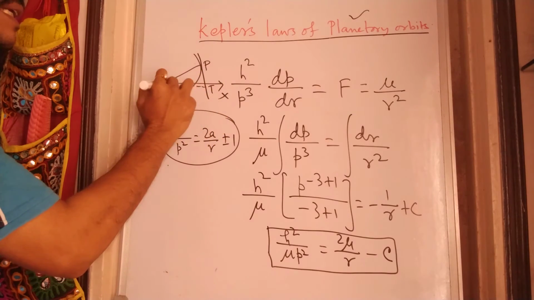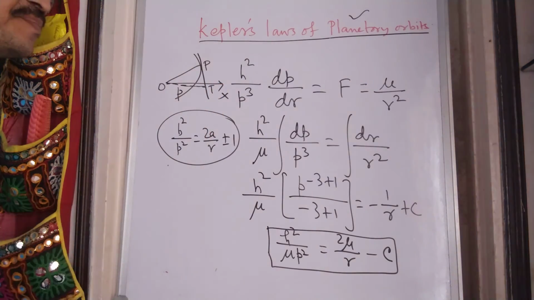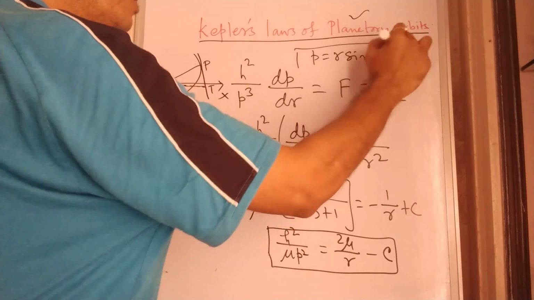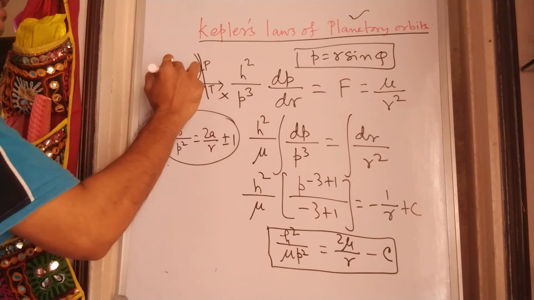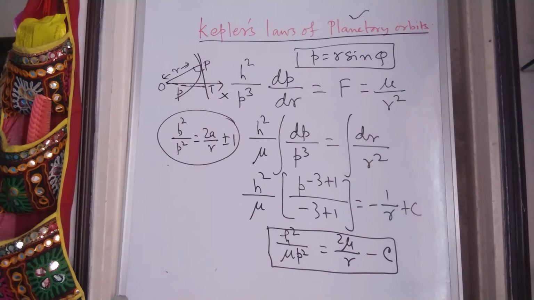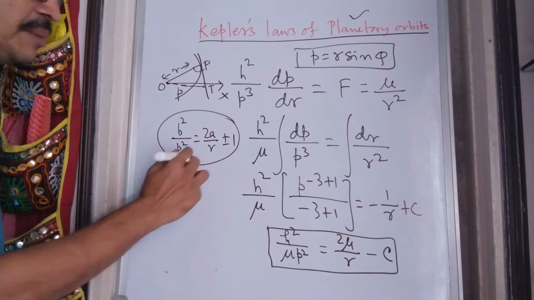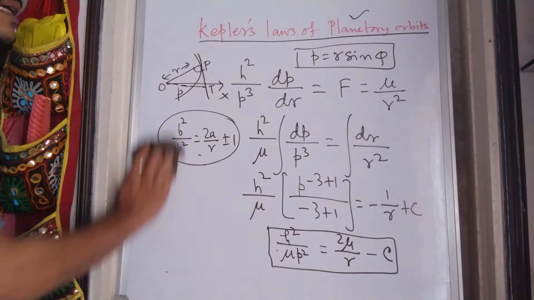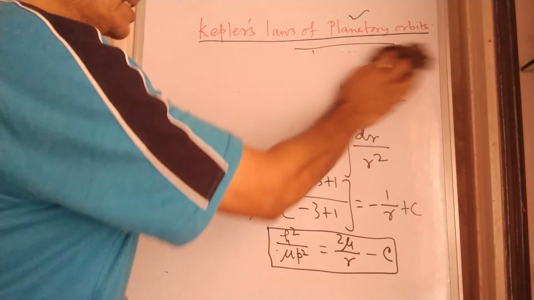This is the tangent PT, and this length is p, which is actually r sine phi, where phi is the angle between this radius vector and the tangent. So employing this, we can easily establish Kepler's first law, which states that depending on the initial condition, whenever the orbit is a closed orbit or elliptic orbit, we have the sun at one of its foci.